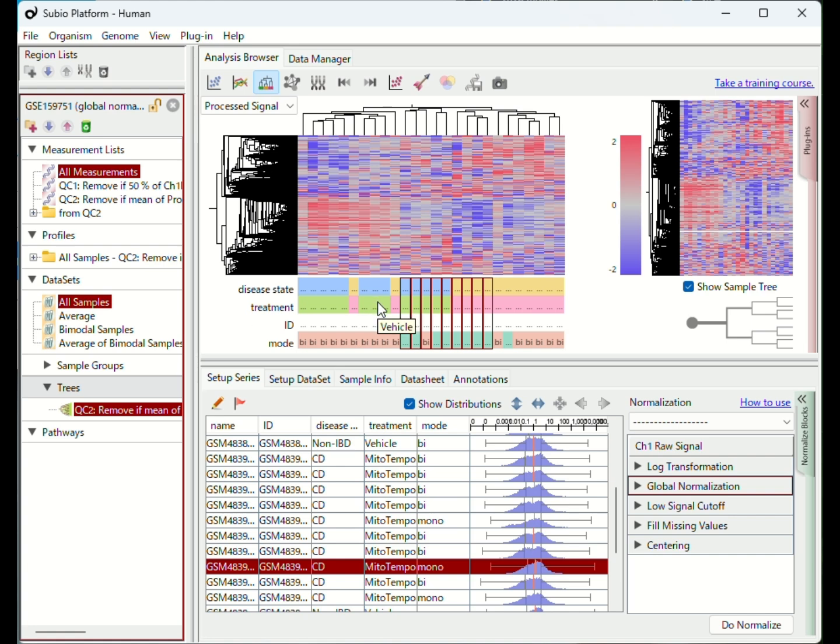The difference between CD and control is clearer when comparing only the high-quality, bimodal samples. You see that monomodal subclusters introduce noise, disrupting differential expression analysis.